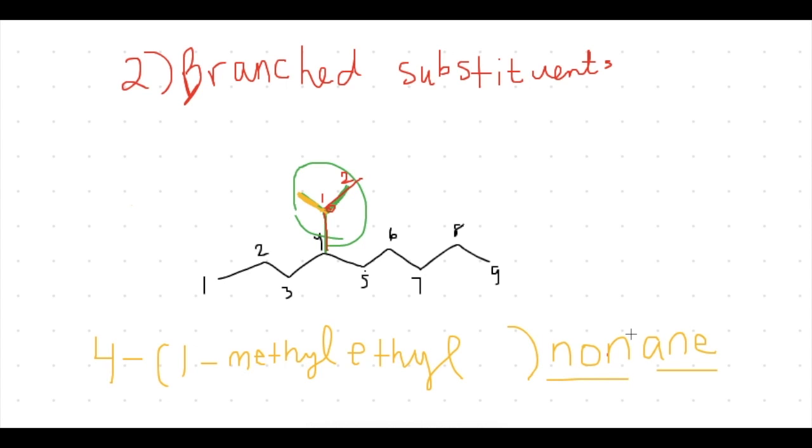4-(1-methylethyl), no name. And that is how you would name a branched substituent. In my previous video, when I talked about the special names for certain branch substituents, this can also be called an isopropyl. So this is a 4-isopropyl, no name, if you wanted to use that special naming.